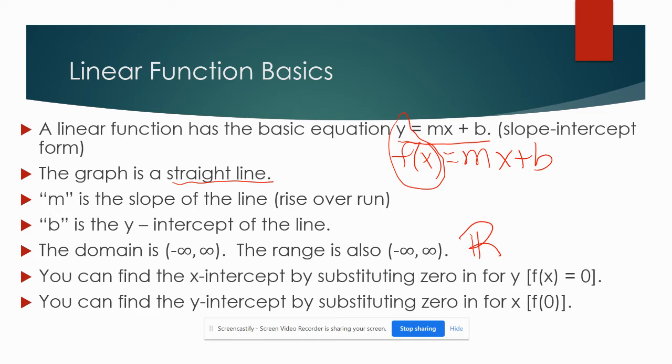You would find the x-intercept by substituting 0 in for y, and you find the y-intercept by substituting 0 in for x.